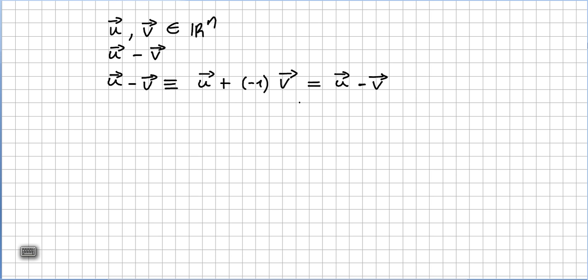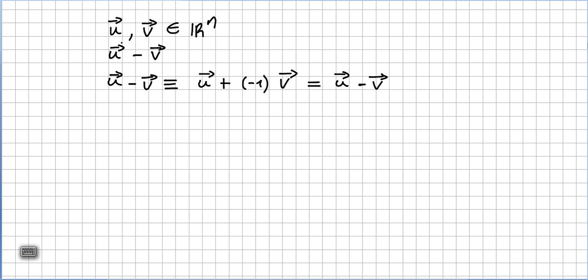This video is on linear algebra. We are on the chapter of vectors in Rn. We are still introducing vectors in the vector space. And in this video we begin with the definition of difference between two vectors.